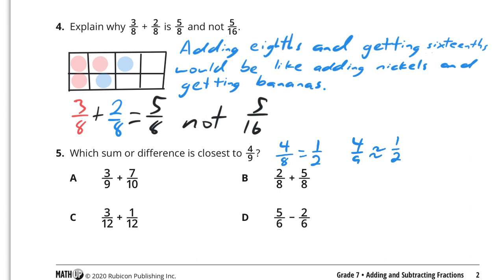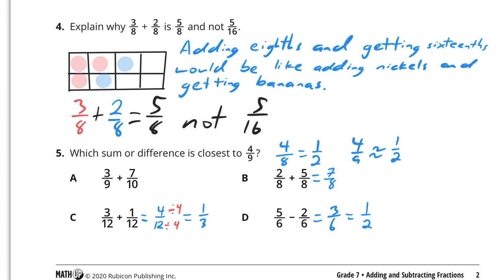I see that B, C, and D all have the common denominators already. So let's see. 2/8 plus 5/8 is going to be 7/8. 5/6 minus 2/6 is going to be 3/6, which is 1/2. And then we have 3/12 plus 1/12, which is 4/12. And if we simplify that, they have the common factor of 4. So we can divide the denominator and the numerator by 4, and we would get 1/3.